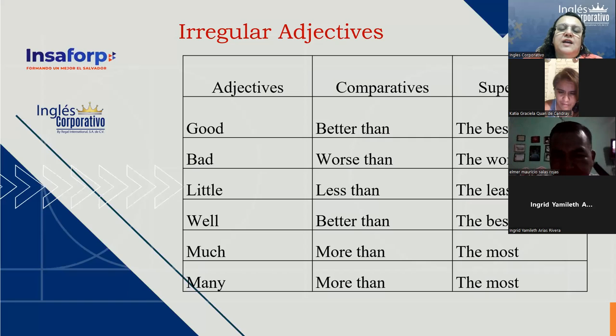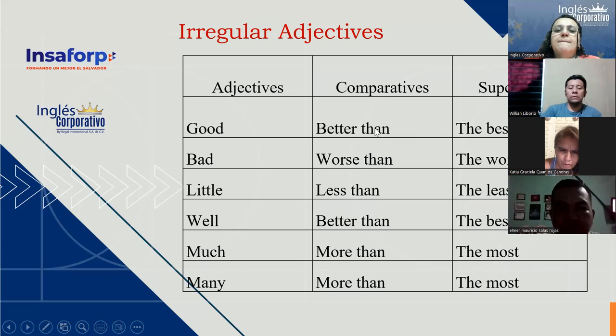Okay, now these are the irregular ones. The positive adjective: good, bad, little, well, much, many. Now we have the comparatives and the superlatives. Now repeat after me. Good, better than, the best.